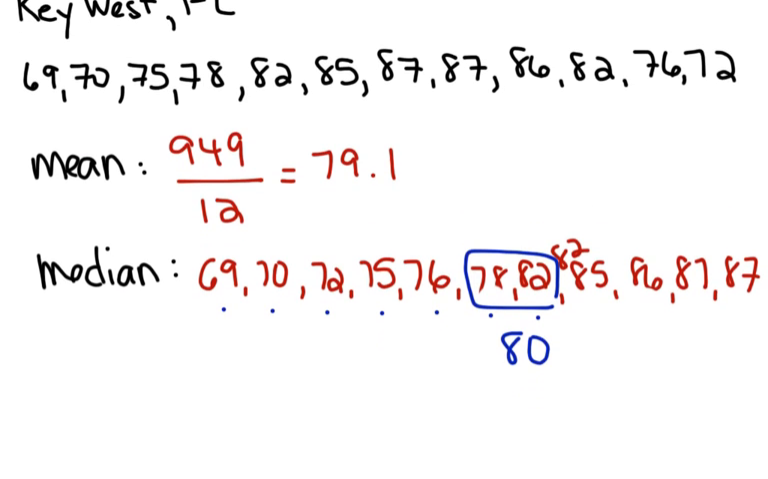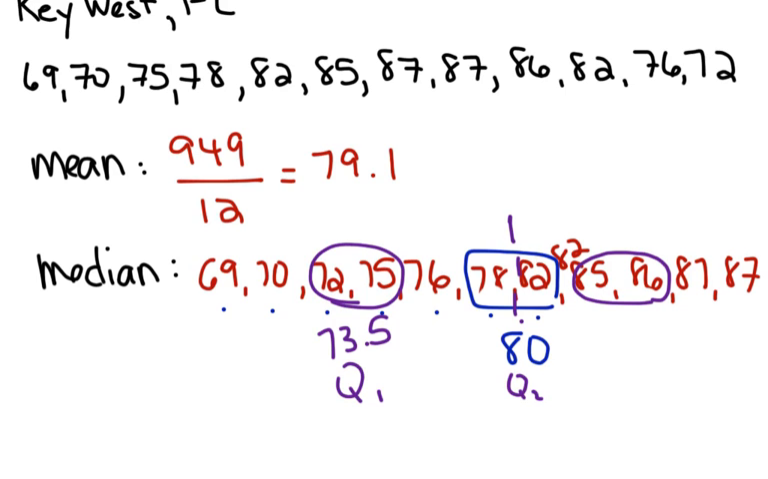The other things we found were these things called quartiles, quartile 1 and quartile 3. The median is really quartile 2. Quartile 1 is going to be the median of the first half of the data. Well, the median of the first half of the data is going to be the average of these two numbers, which is going to be 73.5. And quartile 3 was the median of the second half of the data. The median of 85 and 86 is 85.5.